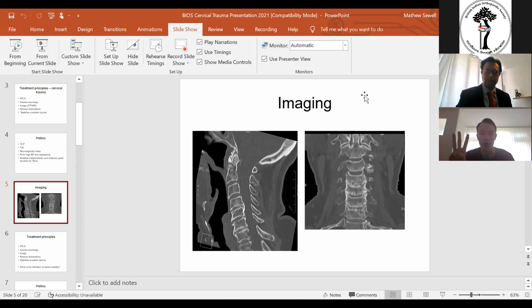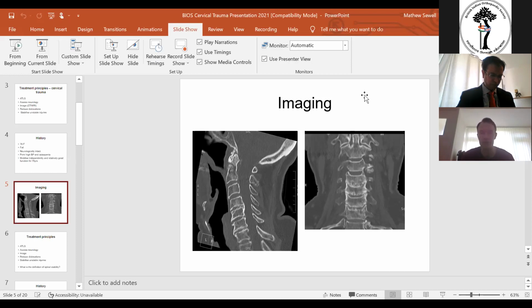Principle 3, obtain imaging. I've said pretty much all patients require a CT and an MRI. In this particular case, you may not wish to have an MRI, but if you are going to operate, and Mr. Hassan, who's on next, is a very competent and skilled cervical surgeon, I'm sure if you asked him, he'd want an MRI. Number 4, reduce dislocations. There isn't a dislocation here to reduce. And number 5, stabilize an unstable injury.